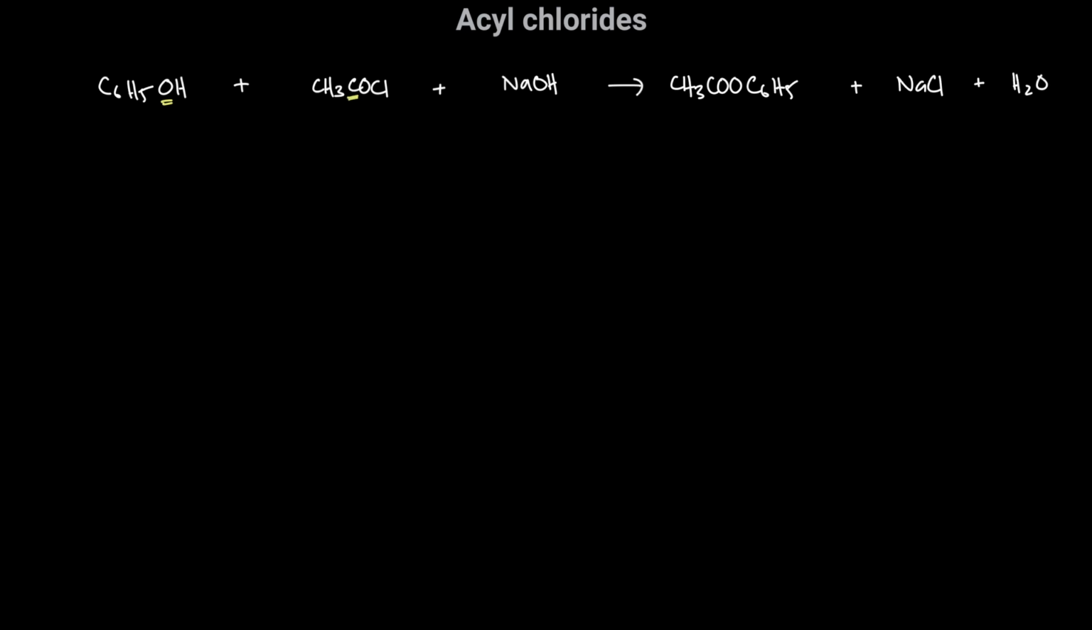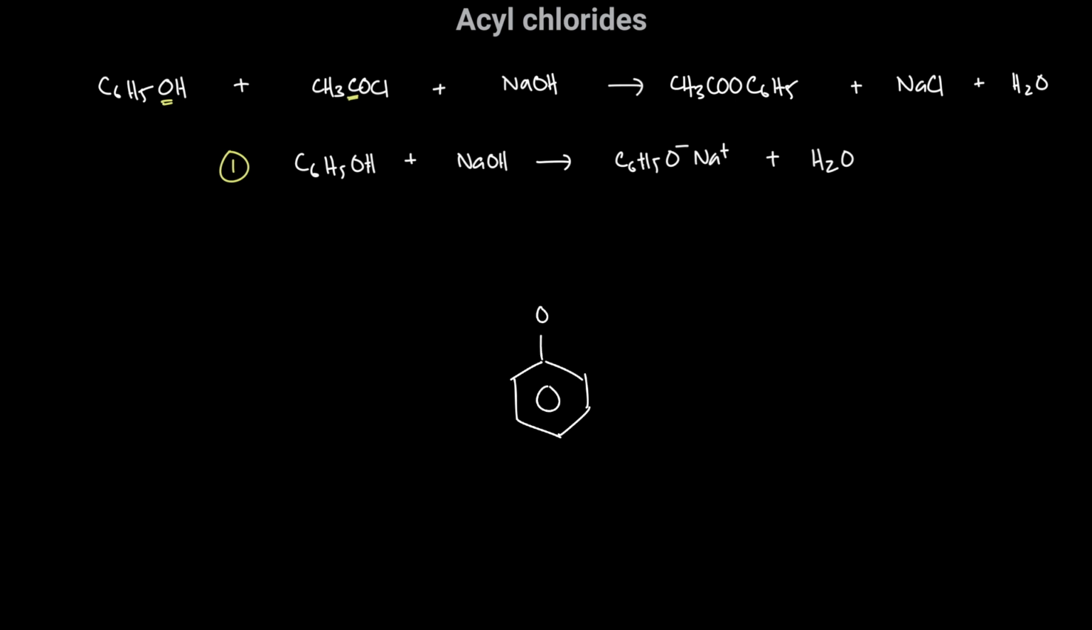In alkaline solution, the phenol reacts with the NaOH to form sodium phenoxide, so that's C6H5O minus Na plus and H2O. It's a neutralization reaction, so phenol reacts with alkali to form salt and water. Over here the phenoxide ion, the conjugate base of phenol, is a much stronger nucleophile than phenol itself. Because phenol is relatively less nucleophilic than ethanol, it's relatively less reactive.